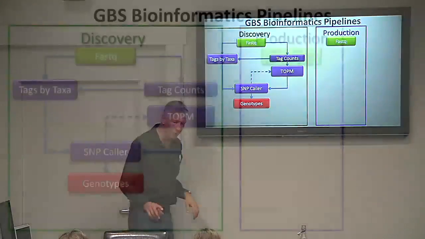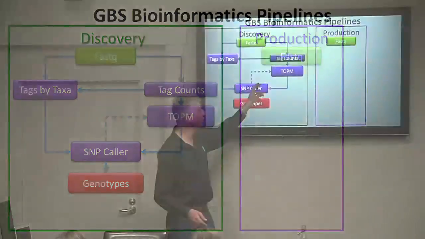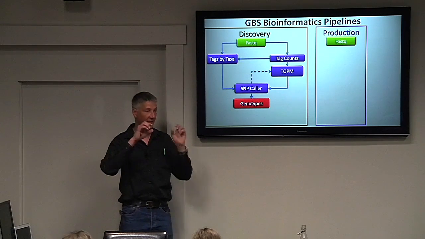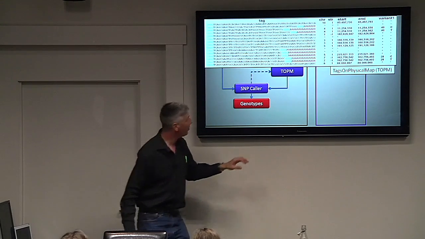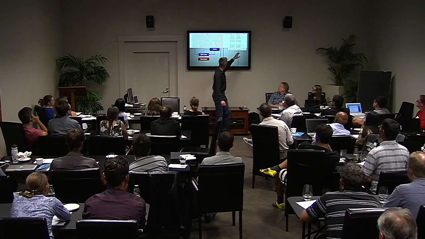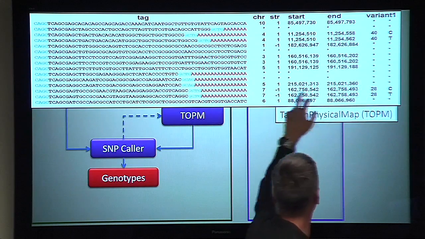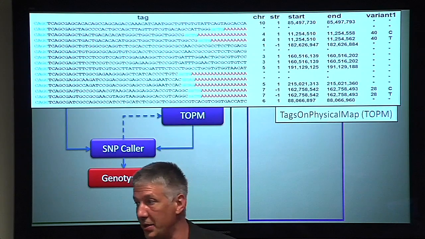So there's a flag on the SNP caller that will update the tags on physical map file with the variants that are called, which essentially allows this to become a dictionary. Does that make sense? You say, if I see this tag, I know what the SNP is. This is what we would call a variant-modified tags on physical map file, and we have additional information over here. This says, in position 28 of that tag, the SNP is a C. Does that make sense?